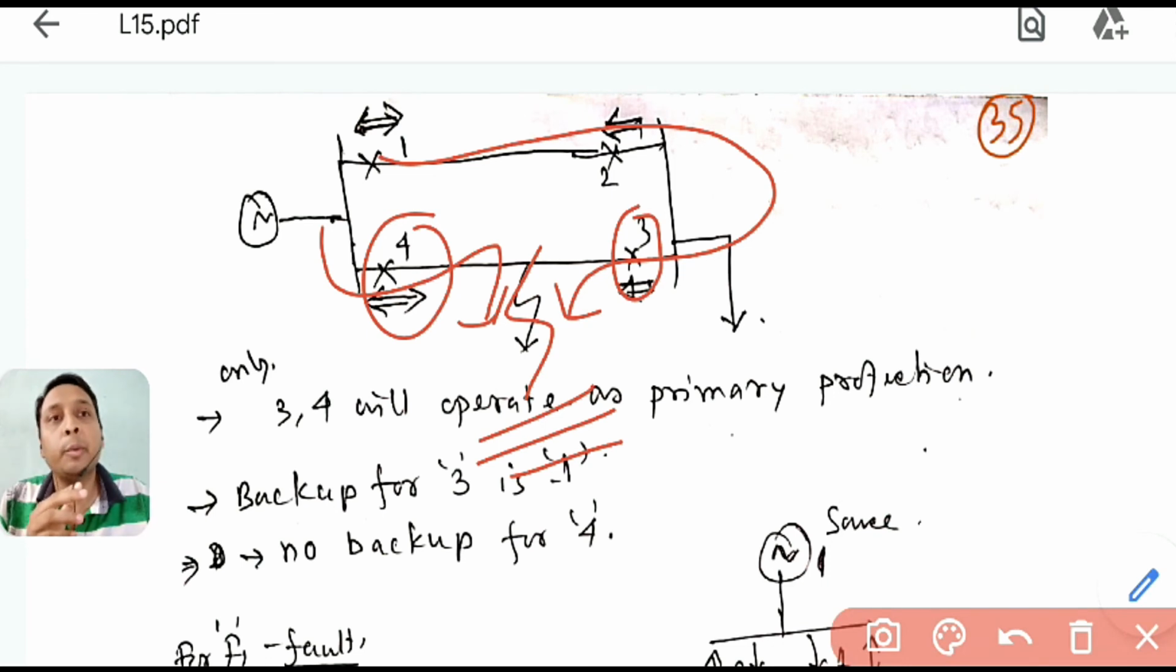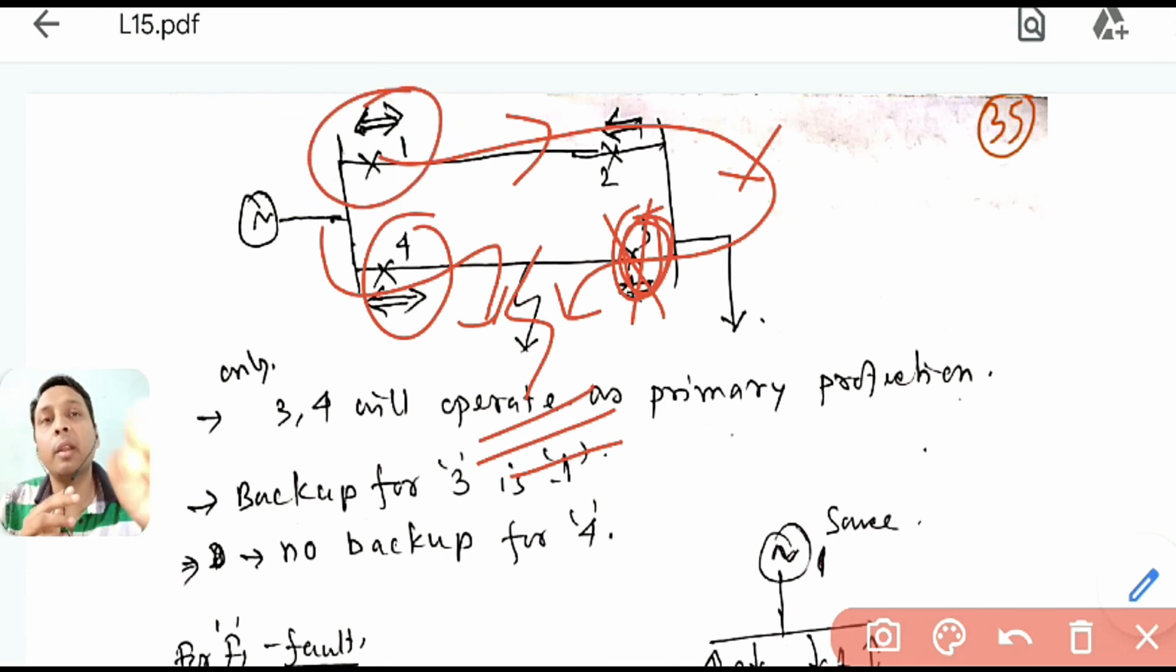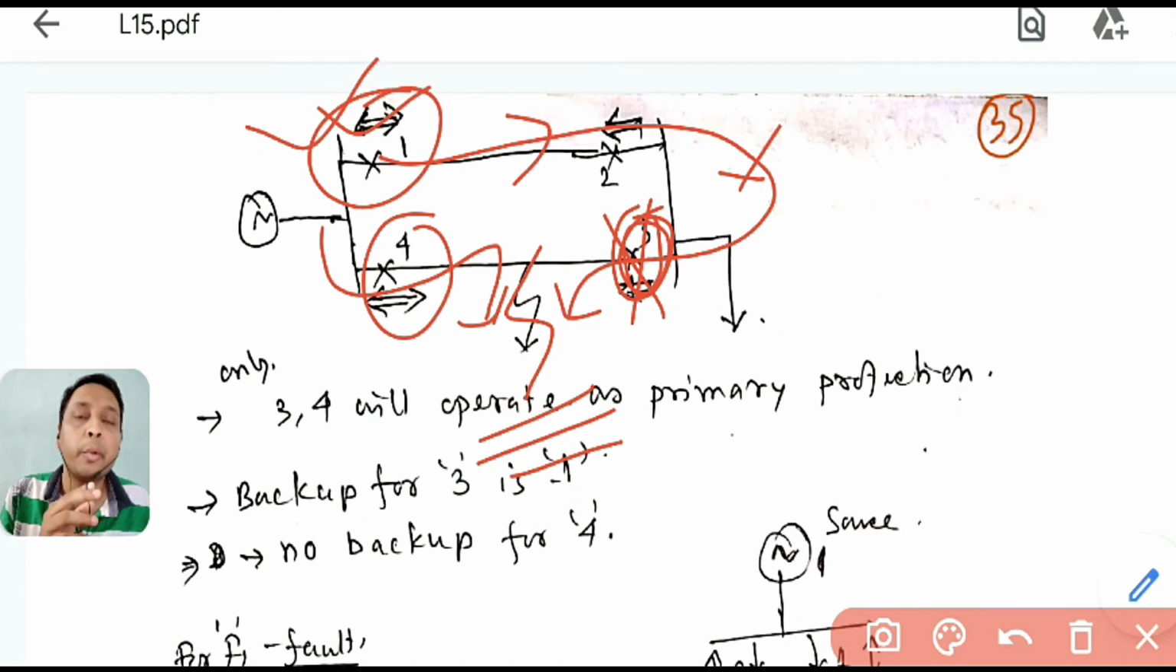Now what is the backup of 3? Suppose 3 fails, 3 doesn't work, which one is the backup? 2 is not the backup because current is flowing in this direction, so 2 will not trip. So the backup is always 1. These types of questions are very important. Even in GATE exams these types of questions come, asking which one is primary. We will be taking some questions after completing switchgear in the GATE series also.